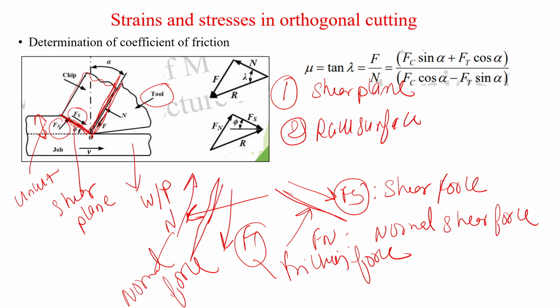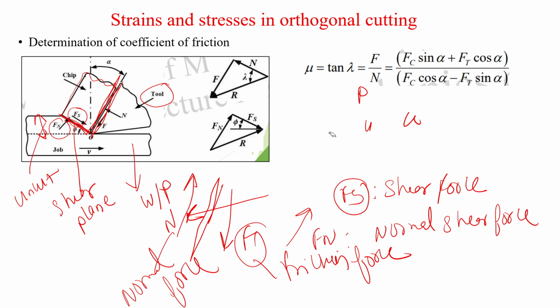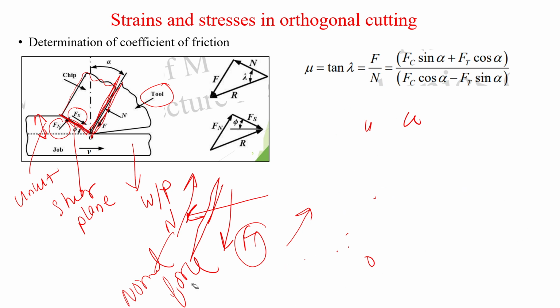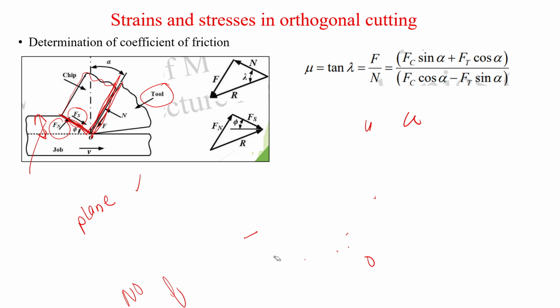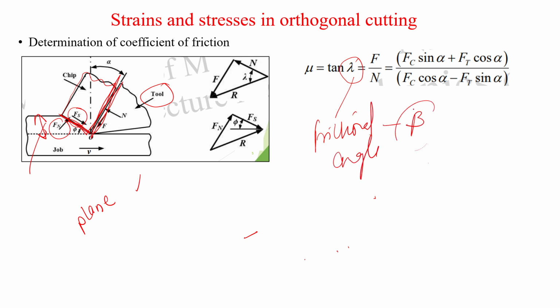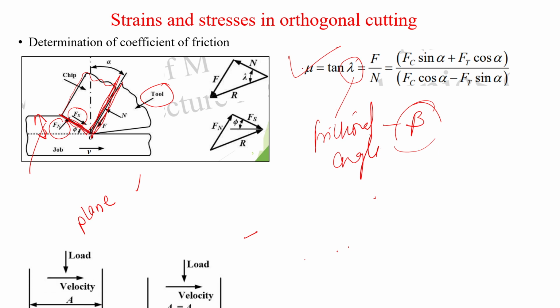This angle we already know. Let me clear this. See here, this angle we have already discussed. Mu is equal to tan lambda. Lambda is your friction angle. In some places it is also called beta, so don't get confused. Mu is equal to F by N, and you can use the formula to find mu.